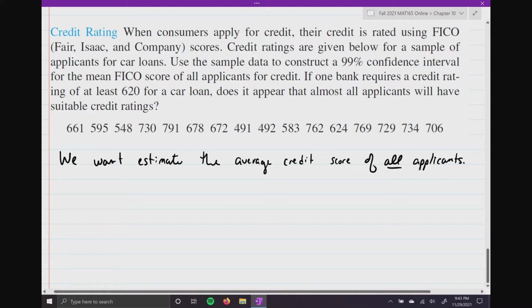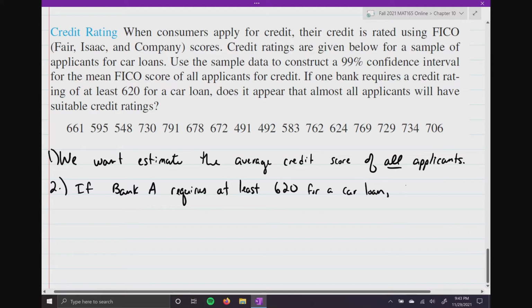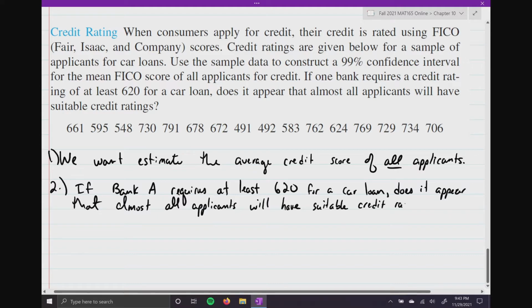Okay, that's the first thing we want to do. And then the second thing we want to do, if Bank A, we'll just call it Bank A, requires at least 620 for a car loan, does it appear that almost all applicants will have suitable credit ratings?